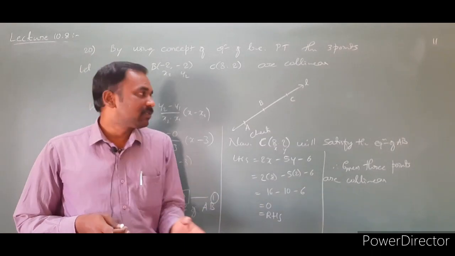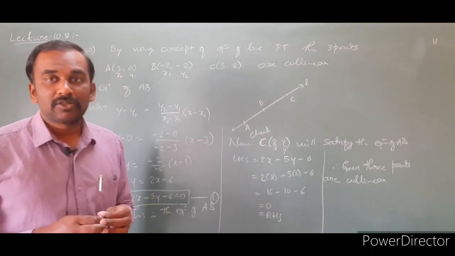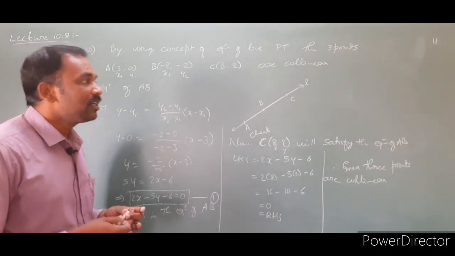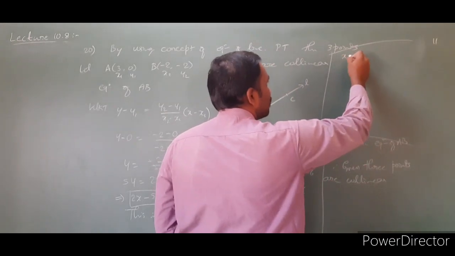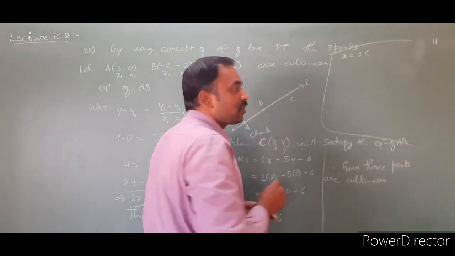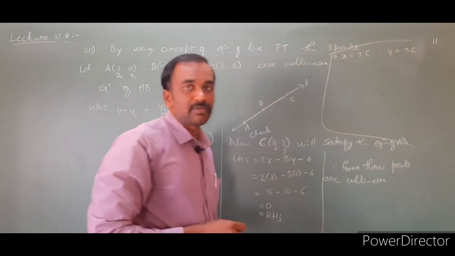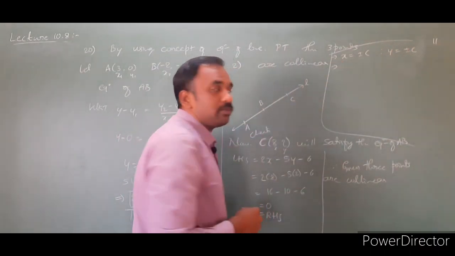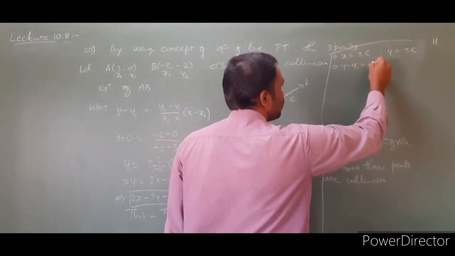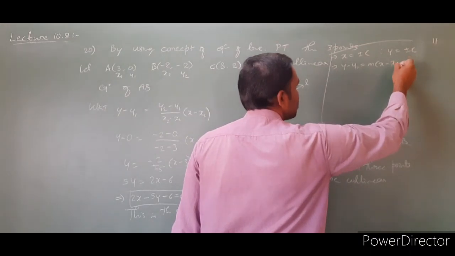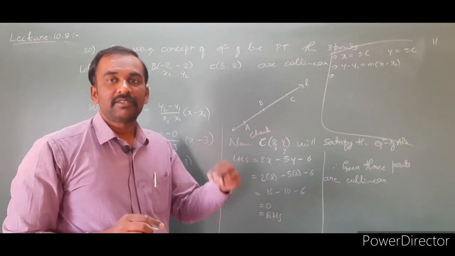The second exercise is based on finding the equation of the line by using 6 different conditions. What are the 6 different conditions? Vertical line: x is equal to plus or minus c. Horizontal line: y is equal to plus or minus c. Next one, slope point form: one point and the slope is given, y minus y1 is equal to m into x minus x1. Two-point form: 2 points on the line are given.